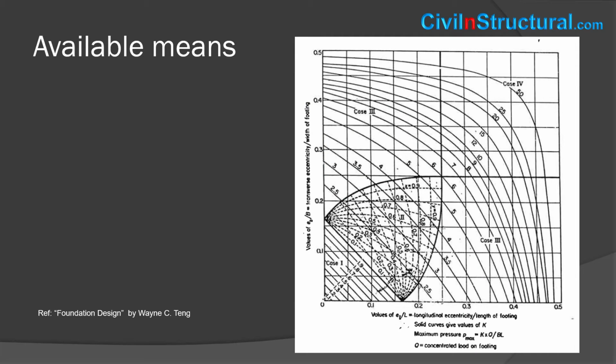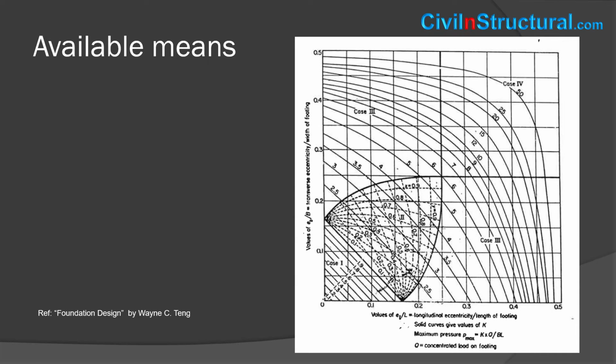Here we can see in this slide, there is a graph. One can use this chart created by W.C. Teng. I have taken this from his book called Foundation Design. By knowing the values of eB by B and eL by L, that is the ratio of eccentricity to the respective dimension of the foundation, one can find the value of K from this graph. Further, by multiplying this value by Q by BL, we can get the maximum pressure below the foundation, where Q is the vertical load and BL is the total area of the foundation.